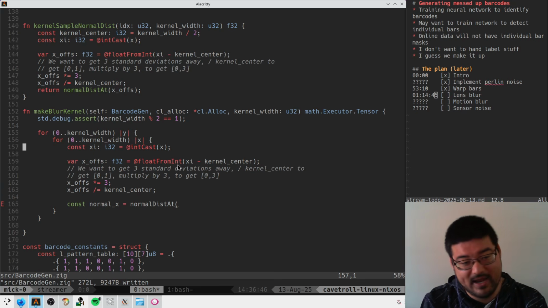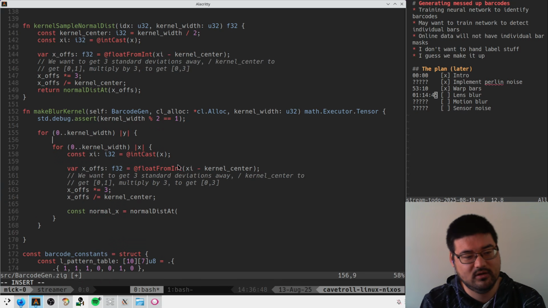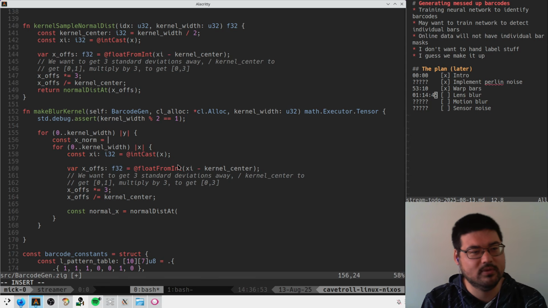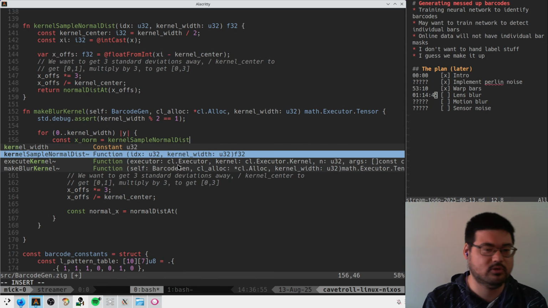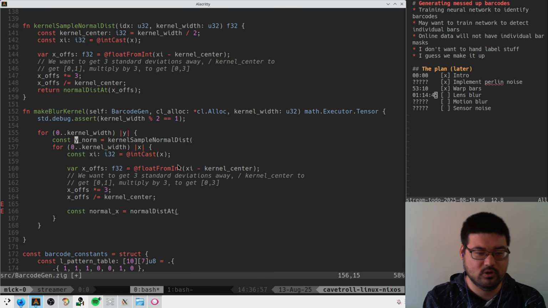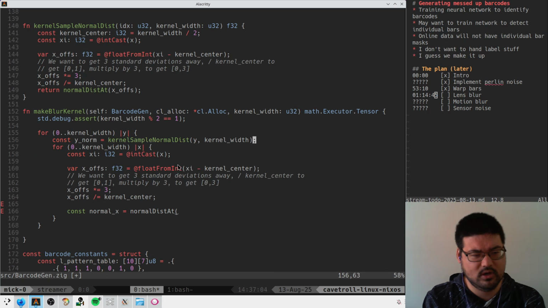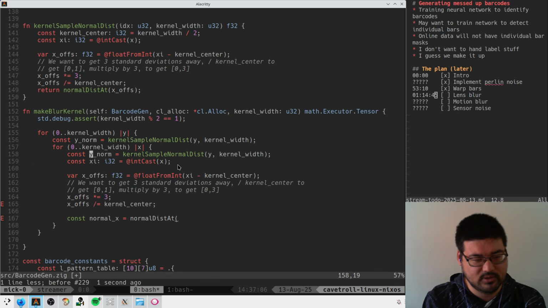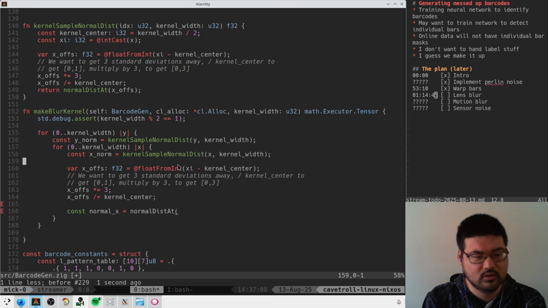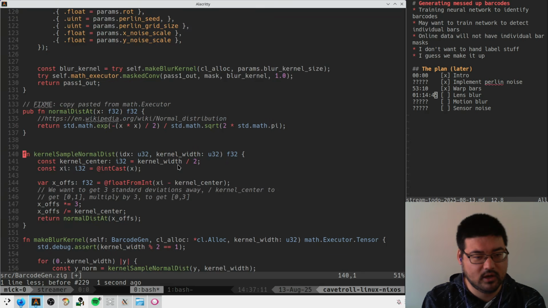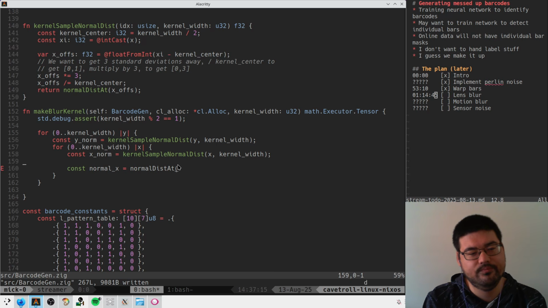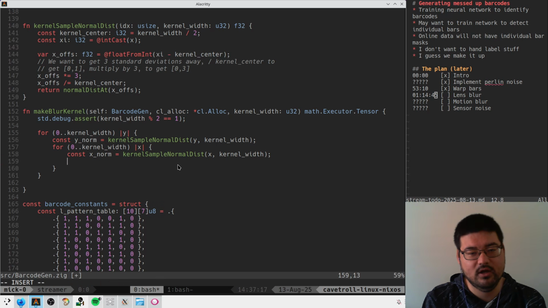And then let's look at this guy and we say x norm is kernel sample normal distance. This is y norm, sorry. Y and kernel width. And then we sample at x and kernel width. Okay. Yep.